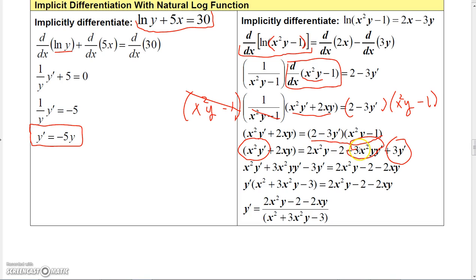So if I move this term over, it changes to positive. If I move this term over, it changes to negative. And then I'm going to move the 2xy to the other side, and it changes to negative. Well, now I can factor out the y prime out of these three terms, and I get y prime times x squared plus 3x squared y minus 3. And then to get the final answer for y prime, just divide this factor into the factor on the right, and you'll get this expression as your final answer.